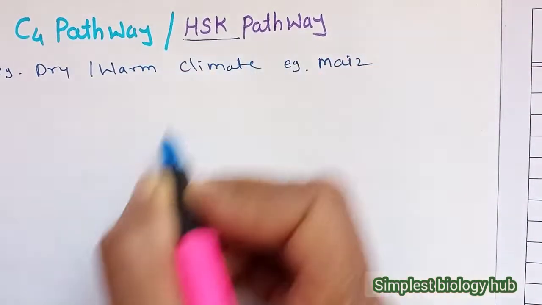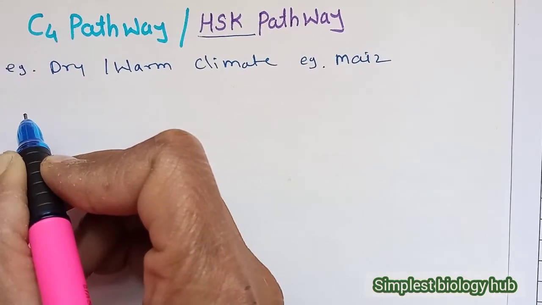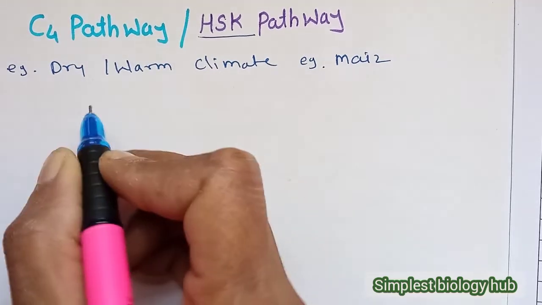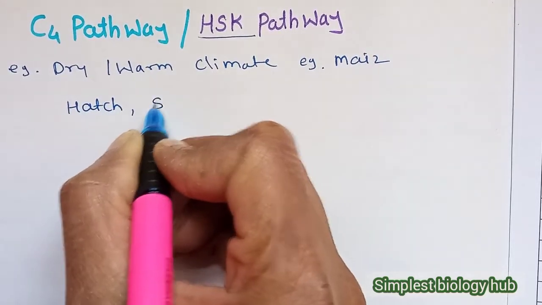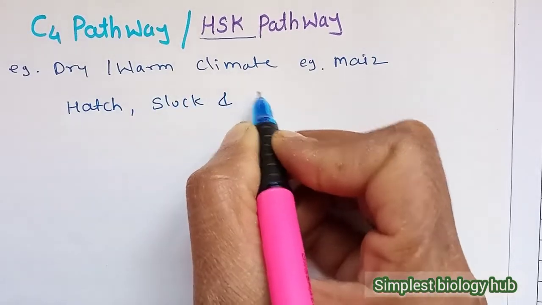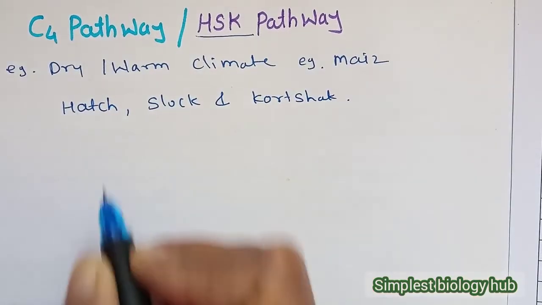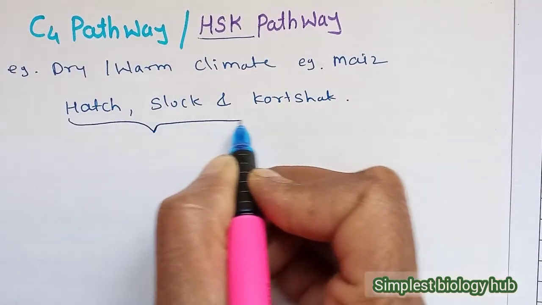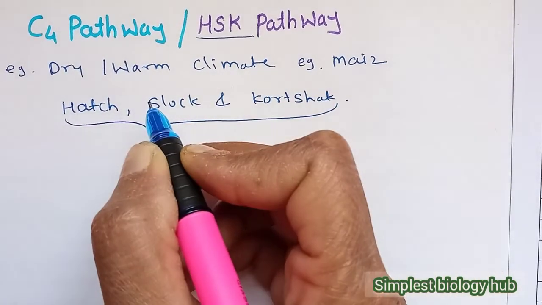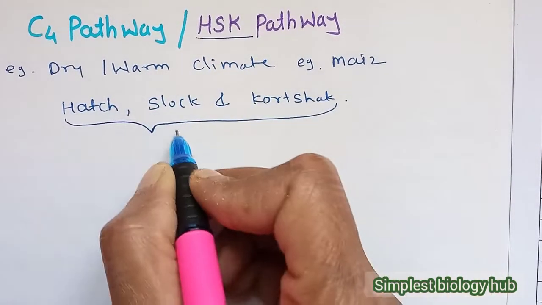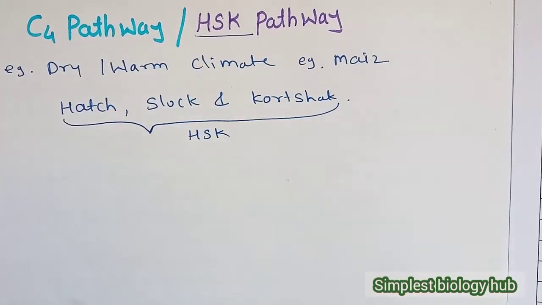We call it the HSK pathway because three scientists combinedly explained the process of this, and these are Hatch, Slack and Kortschak. These three scientists combinedly explained the topic of the C4 pathway and this particular topic of the Calvin cycle run, and that's why the name is given as the HSK pathway.